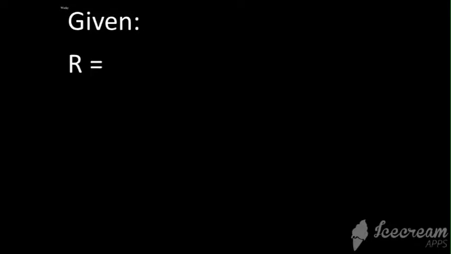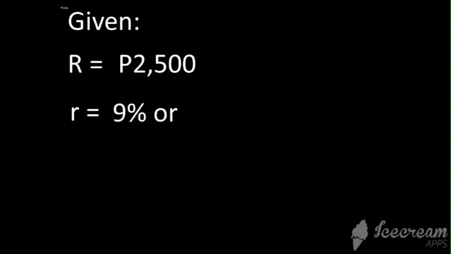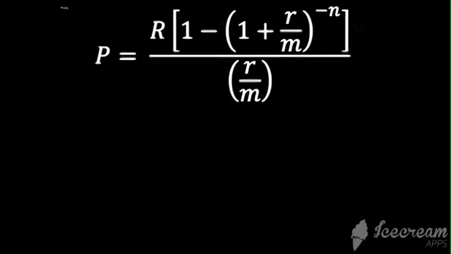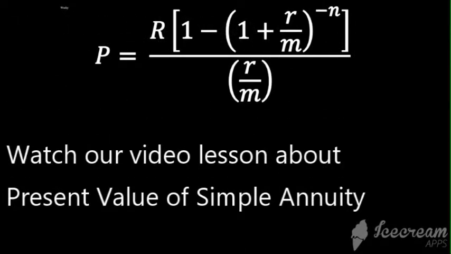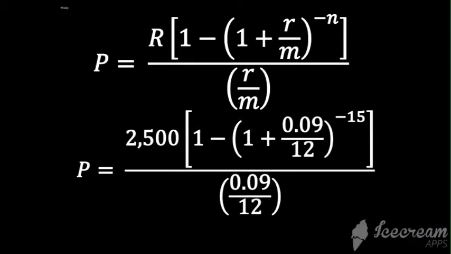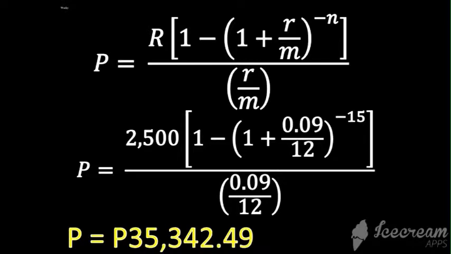Getting down the given, regular payment is also 2,500 pesos. Same with the interest rate 9% or 0.09, as well as the frequency of conversion, which is 12. Now the only difference is that N is 15 because we added the 3 artificial payments. Now let us find the present value. Calculating the present value, we get 35,342 pesos and 49 centavos.